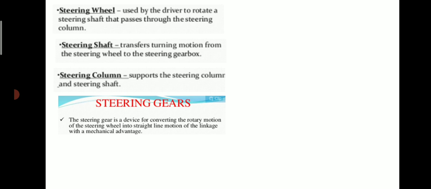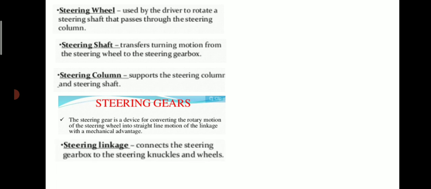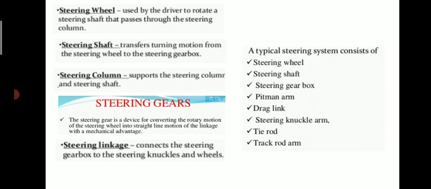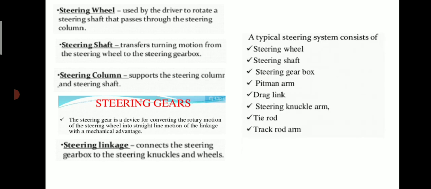Steering gear: the steering gear is a device for converting the rotary motion of the steering wheel into straight line motion of the linkage with mechanical advantage. And the steering linkage connects the steering gearbox to the steering knuckles and the wheels. So what are the parts of this steering system? In short: steering wheel, steering shaft, steering gearbox, pitman arm, drag link, steering knuckle arm, tie rod and tie rod arm.